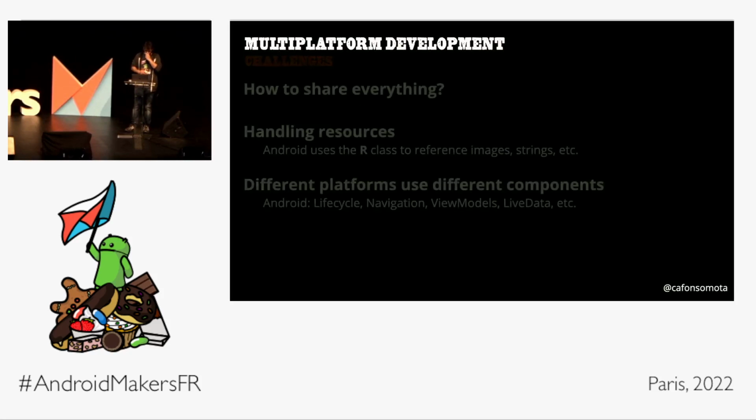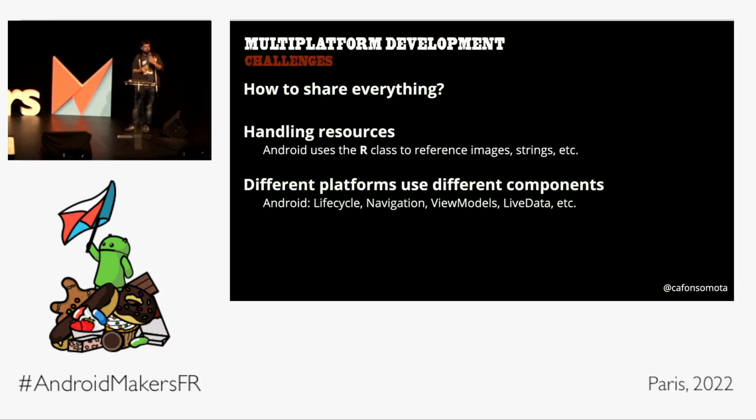So let's talk a bit about challenges, how to share everything. The biggest problem when you try to have your Android app running on desktop is a file called the R class. The R class refers to all the resources that your application has. And this is Android-specific, so you don't have it on desktop. Also, there are specific components like lifecycle, navigation, and view models that are Android-specific.